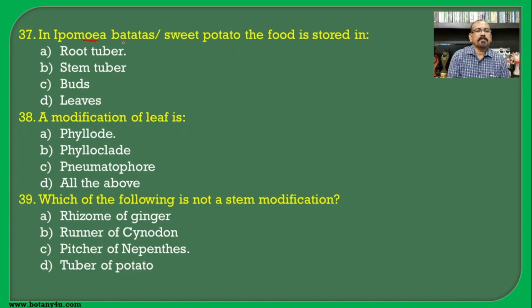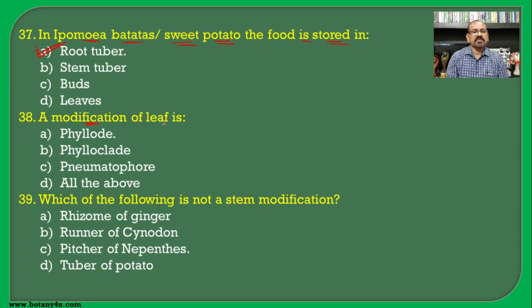In Ipomoea batatas, that is commonly called sweet potato, the food is stored in... If you see Ipomoea batatas or sweet potato, it is the modification of the root for storage, and that is a tuberous type of root, and hence it is a modification, that is the root tubers.